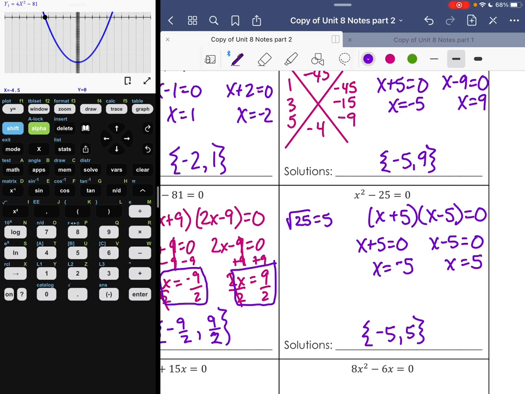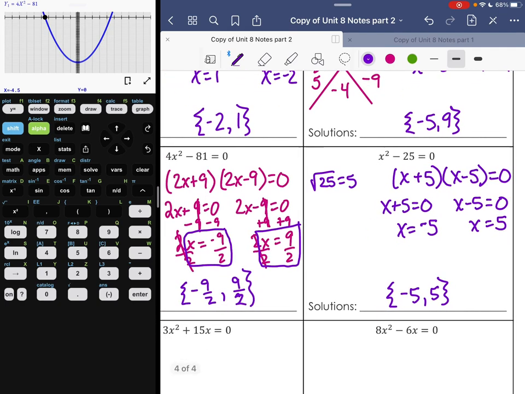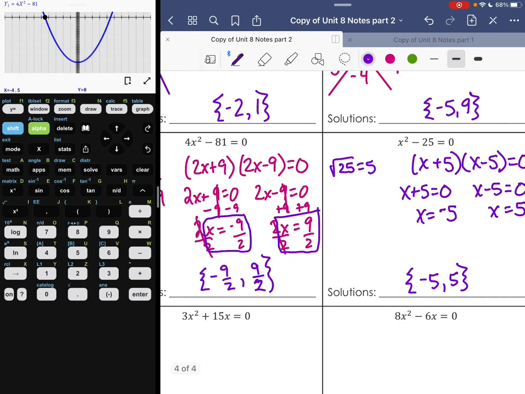And if we graph this one, it would look almost exactly like the one that's on the graph now, only it would be spread out to go through 5 and negative 5. It also wouldn't go down as far. Okay, so those are when the b is missing.